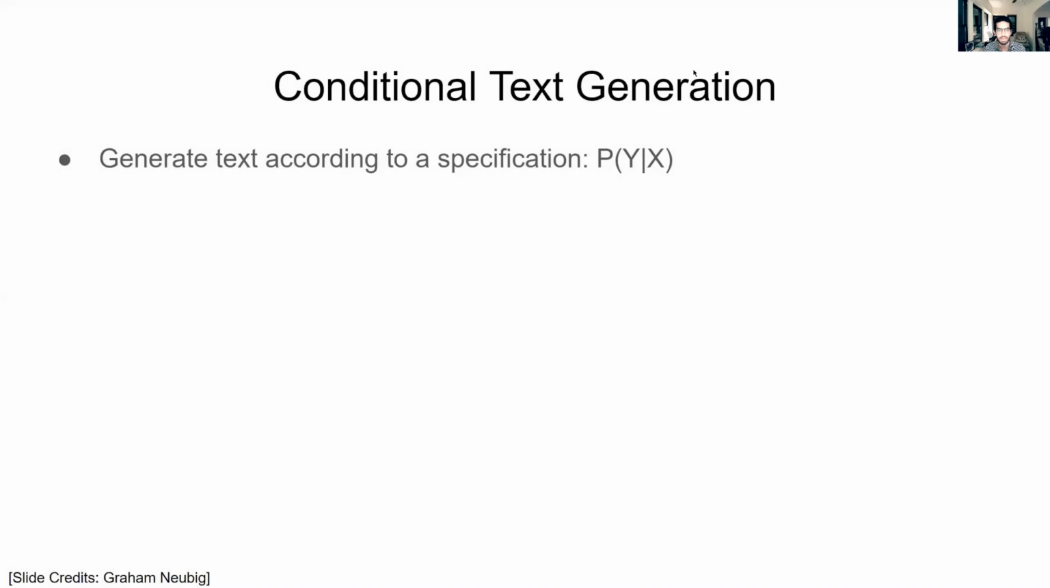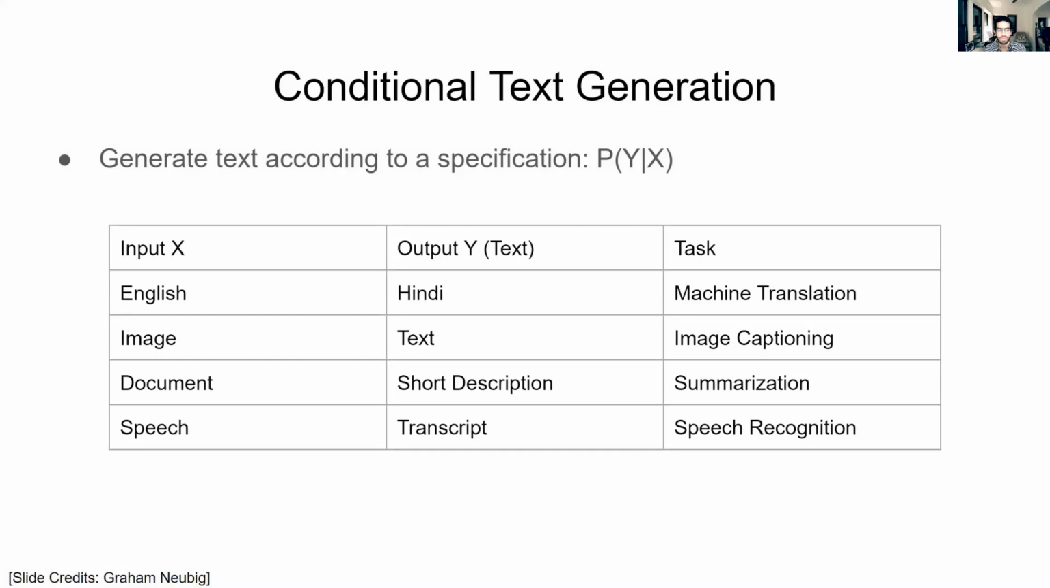Now, before we get started, let's have a brief overview of conditional text generation, where the task is to generate a text output Y according to a given specification X. There are several examples of this in NLP. For example, if you're given a text in English and you have to generate its translation in Hindi, you have machine translation, which we have been studying for the past 3 lectures. If you have an image and you have to generate its caption, that's image captioning. You have a document, you have to summarize it with summarization. If you have a speech input and you have to transcribe it, that's speech transcription.